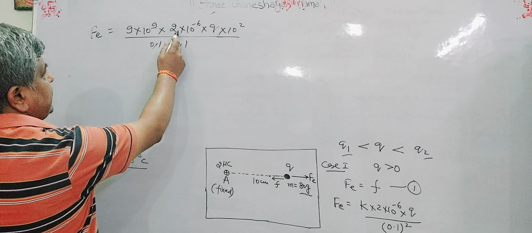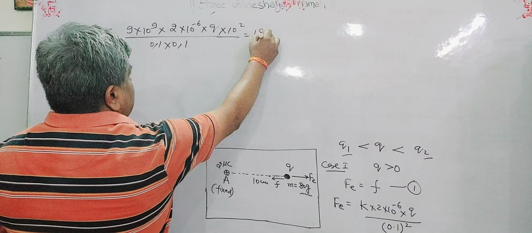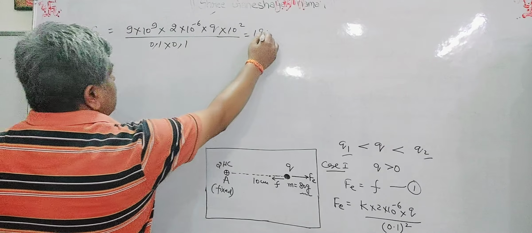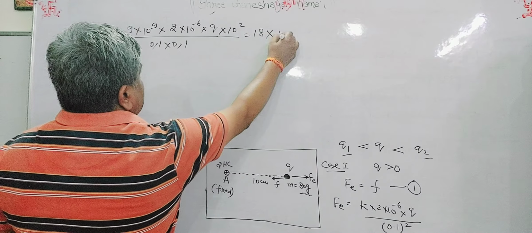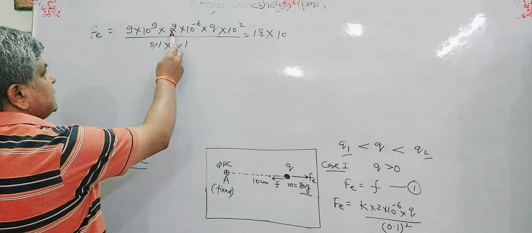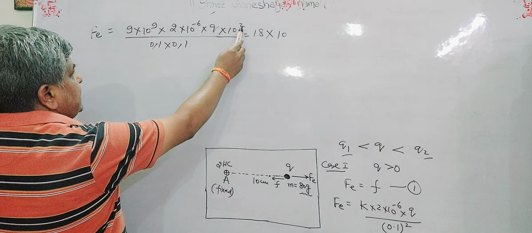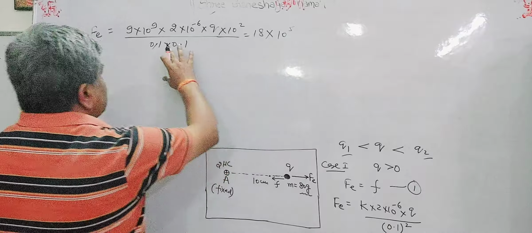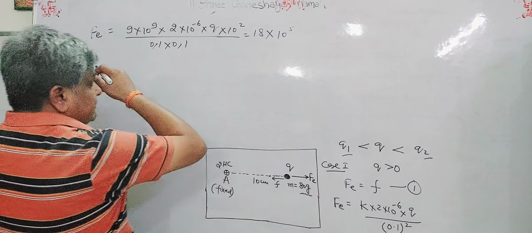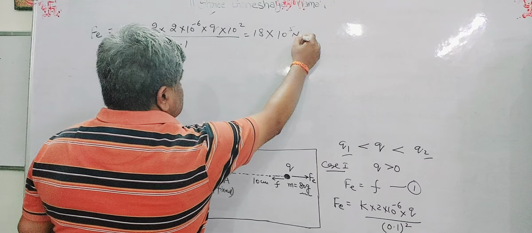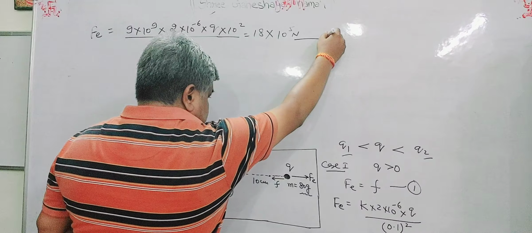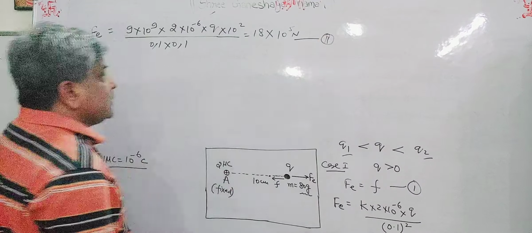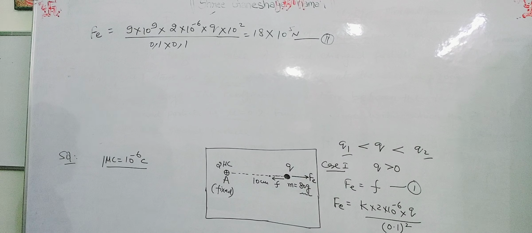So 9 times 18, multiplied by 10 to the power 9 and 2 is 11, 11 minus 6 is 5. This is the electrostatic force, in Newton. This is, suppose, the second equation, you can say. So this is the force we have calculated, the electrostatic force.